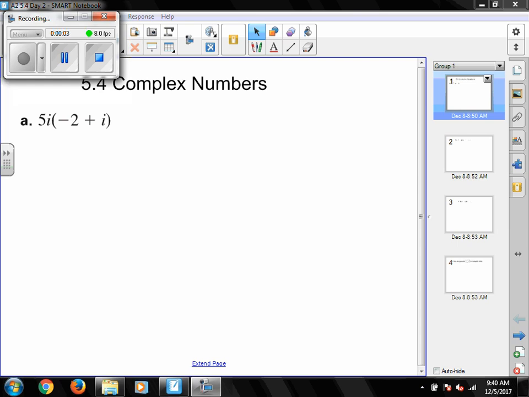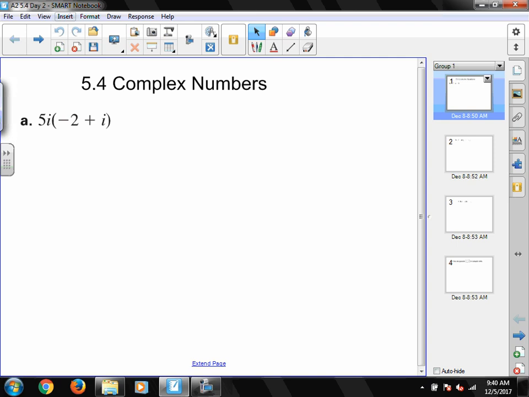Today we're going to stay in section 5.4, still talking about our complex numbers. Instead of talking about multiplication or addition and subtraction, we're going to talk about multiplication and simplifying some fractions with complex numbers in them. If we look at the first problem here, we've got 5i times the quantity negative 2 plus i.